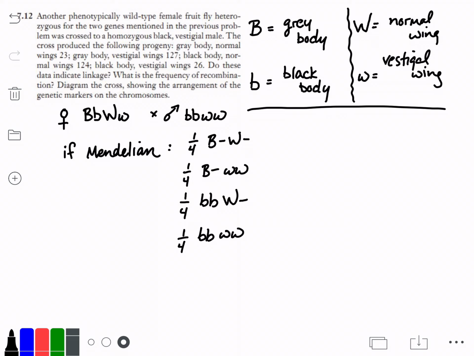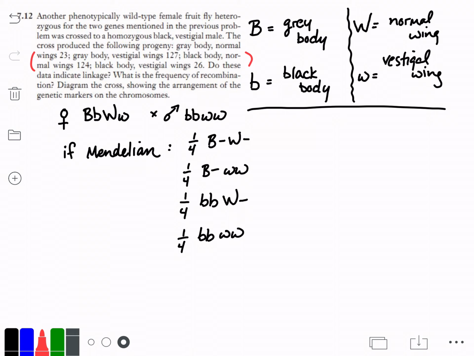Now when we look at the numbers that are given to us in this part of the problem, they tell us that we have 23 individuals in one class, 127 in another, 124 in a third class, and 26 in the fourth class. It's clearly not equal proportions. If they looked kind of close to a 1:4 ratio for each one, then we could go ahead and do chi-squared and find out if really this does match Mendelian expectations. But we don't need statistics for this one. We have two groups that are clearly overrepresented, the 124 and 127, and we have two groups that are clearly underrepresented. So this is definitely linkage.